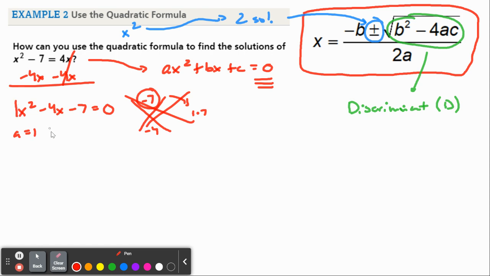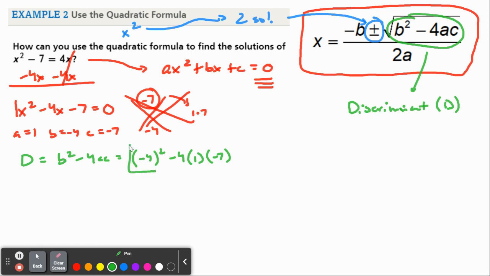So a equals 1, since there's no number in front of x squared. b equals negative 4, and c equals negative 7. Notice the signs come with the numbers. Now we're going to start with the quadratic formula. I'll use green, and I'll start with the discriminant. The discriminant is b squared minus 4ac. That is going to be negative 4 squared. Notice I used parentheses, very important. Minus 4 times your a value, which is 1, and your c value, which is negative 7.